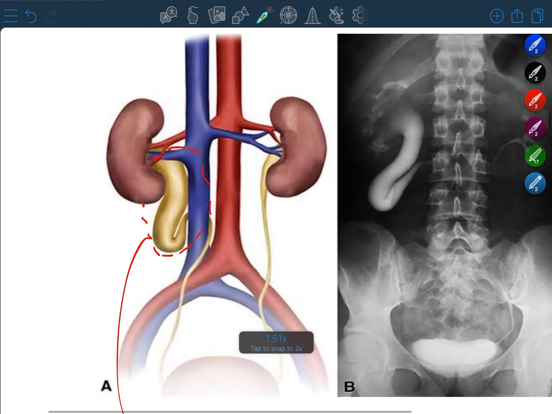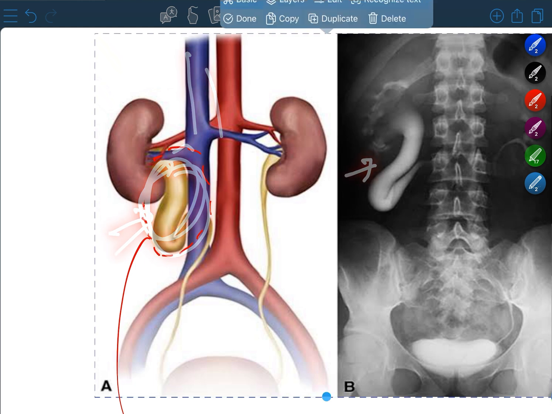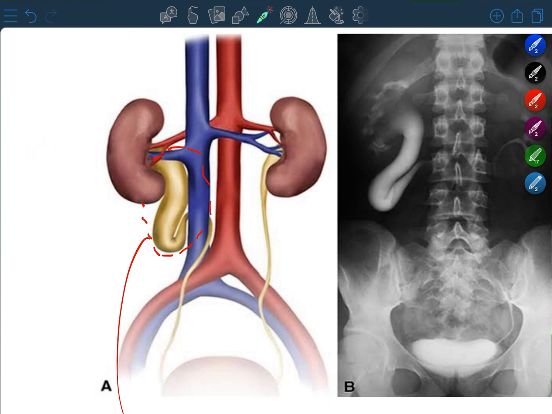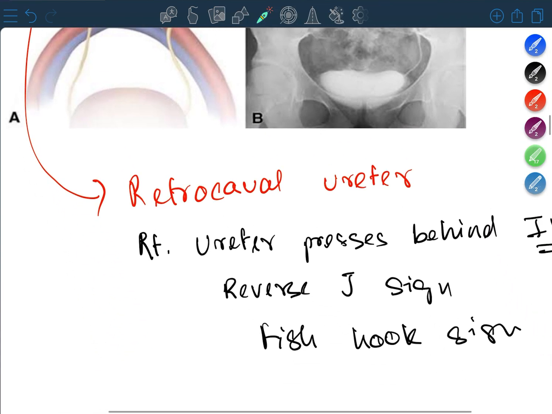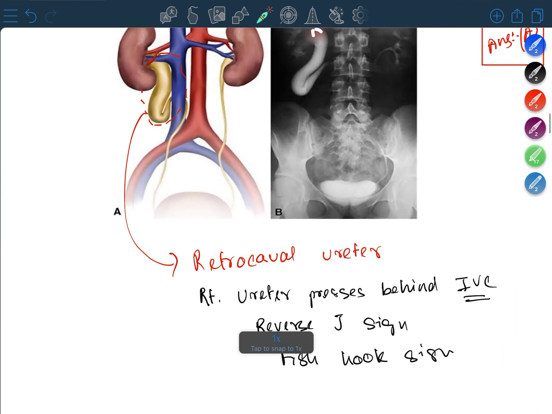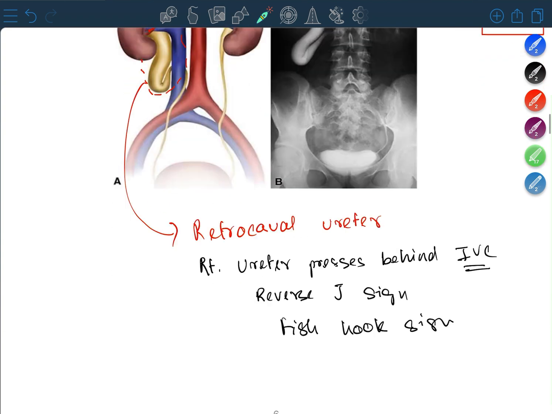This is the right ureter. The right ureter is pressed by the IVC. As a result, it gets swollen. This is the appearance, and in IVU you get this appearance. Reverse hook sign, reverse J sign or fish hook sign. The retrocaval ureter goes behind, that's why it gets pressed.